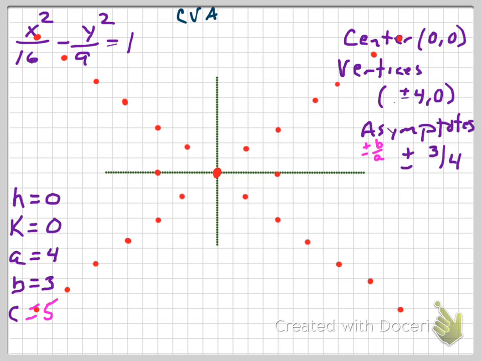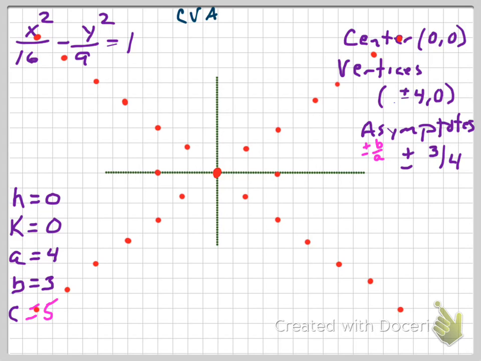Center, vertices, asymptotes. CVA. Sierra, is your middle name Valentine? No. Okay, that'd be close. If it was, these would be your initials: Sierra Valentine Abbott.